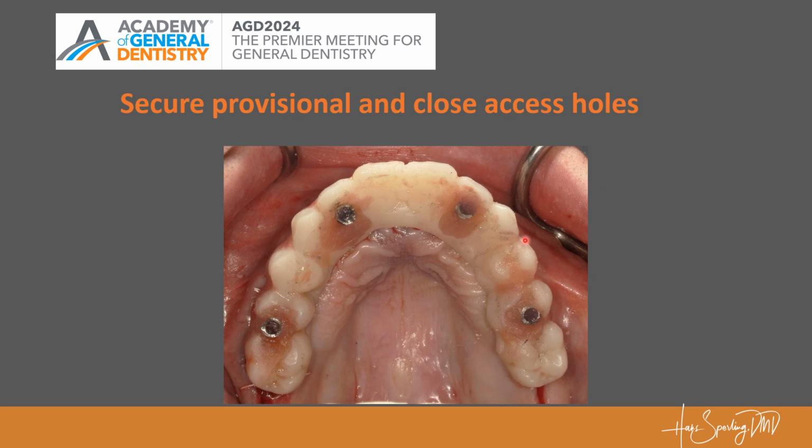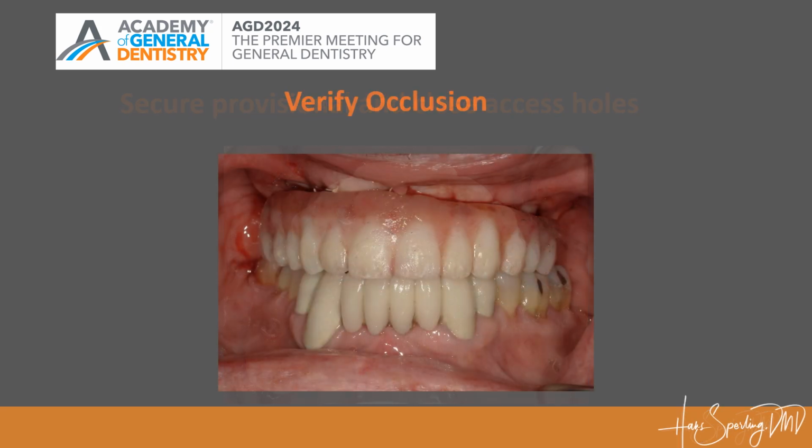After that, we secure our provisional in place and we close the access holes with temporary material. I like to use the PVS material that I use as my gingival mask, as my pink soft gingival mask. Some people use light body material that you inject there, and it's very easy to flick that in and out of your prosthesis to take it in and out. And we verify the occlusion of the patient, right? This is our sutures underneath here. Our prosthesis is in place.